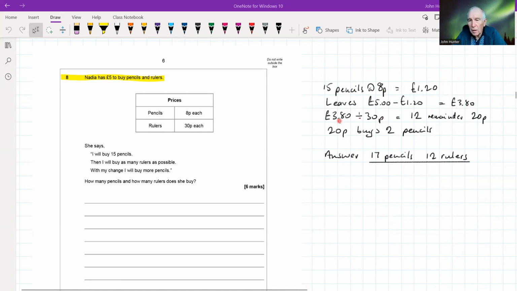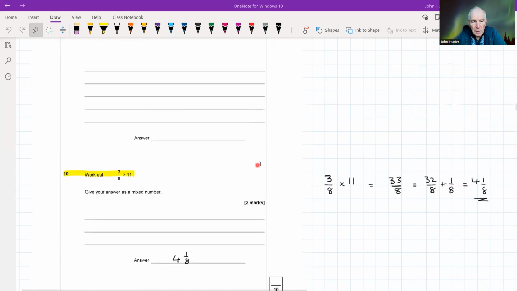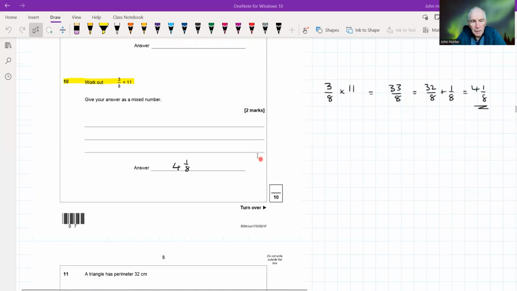from which she's going to buy rulers at 30p. How many? Well, it's going to be £3.80 divided by 30p, which is 12, with a remainder of 20p. And those 20p will buy her 2 more pencils. So those 2 can go with the 15, and that's 17 pencils, and then the 12 rulers. There we go.